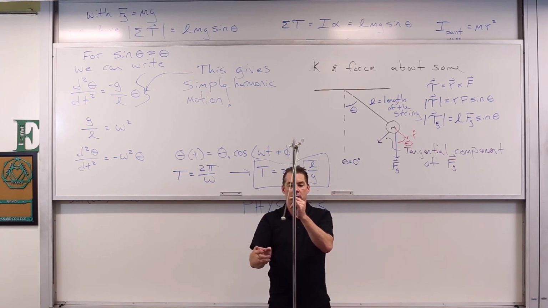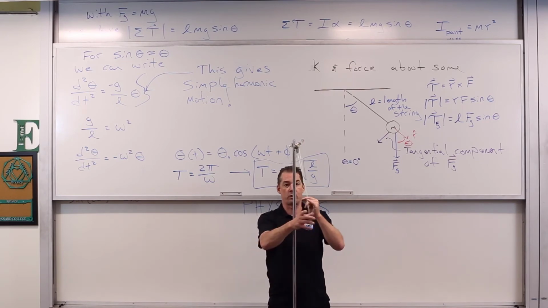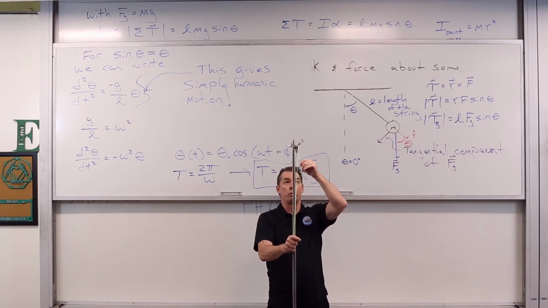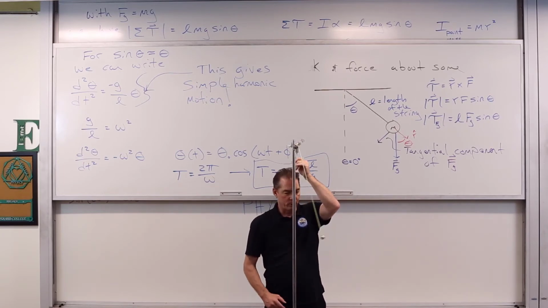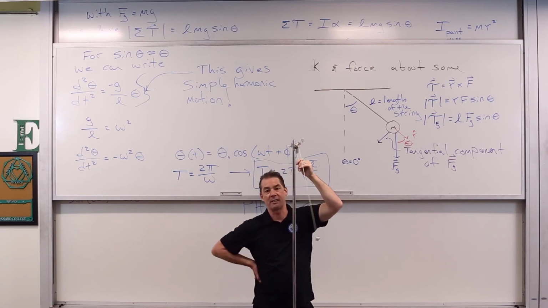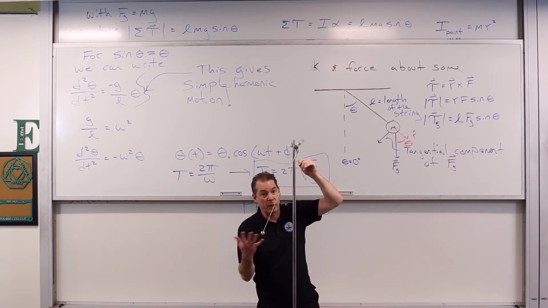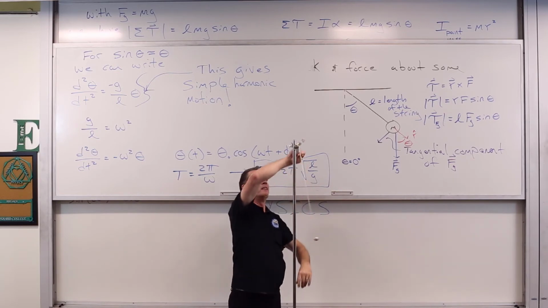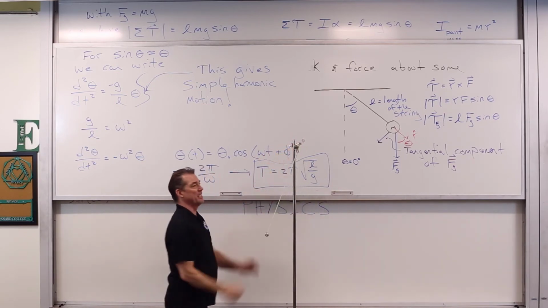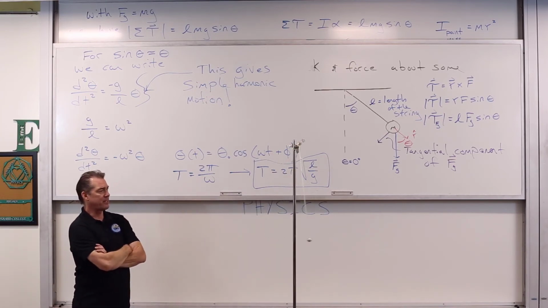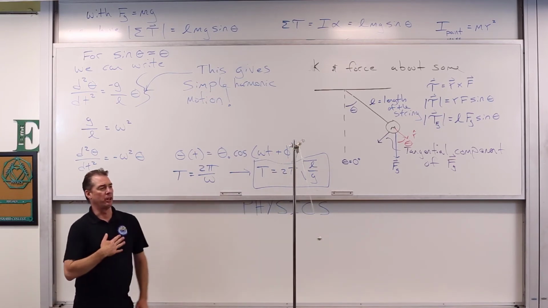1, 2, 3, 4, 5, 6. Wow, look at that. It's true. 1, 2, 3, 4. The longer it is, the slower it oscillates, the bigger the period of the oscillation. So that's what we want to be able to get, and that's indeed what we have gotten. So that's fantastic. This is for a simple pendulum.